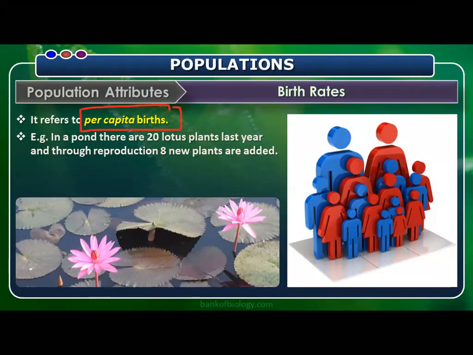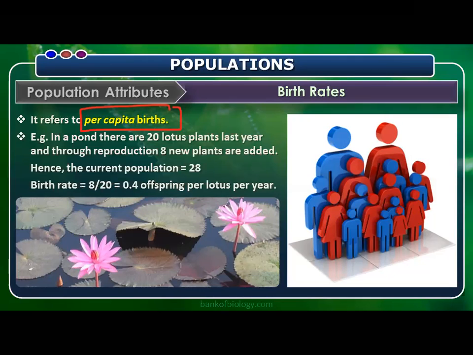For example, in a pond there are 20 lotus plants last year, and through reproduction, 8 new plants are added. So how do we calculate this? The current population is 28. Birth rate is equal to 8 by 20. We have to prepare our own notes here. The principles we should prepare here. What is the principle here? What is 8? 8 means newborn, new births, by 20. 20 is the previous population.